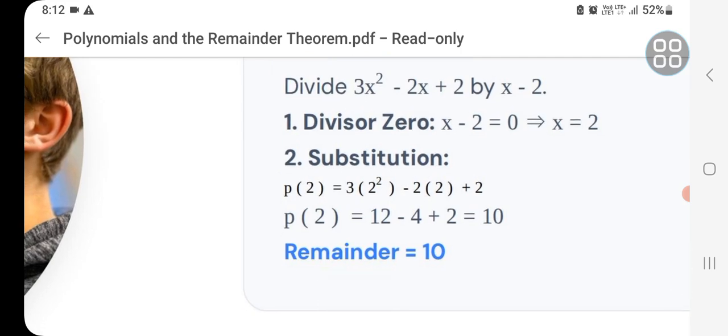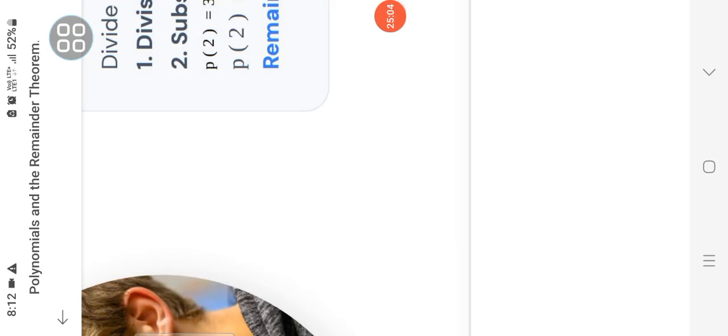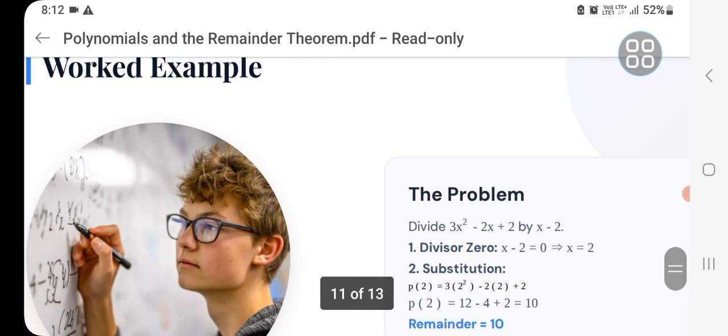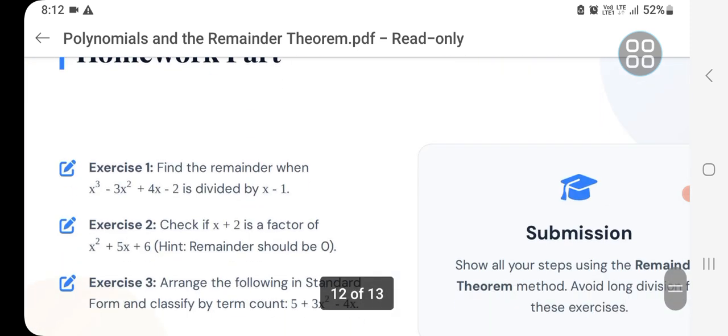Whatever sums I gave for you or the school gave for you, first you have to check the degree, and the second step you have to put equal to 0 for the divisor and find the value of x and substitute the value of x in the p of x polynomial, the first polynomial, and get the answer that will be the remainder. Okay. So definition of the remainder theorem is came from the division algorithm.